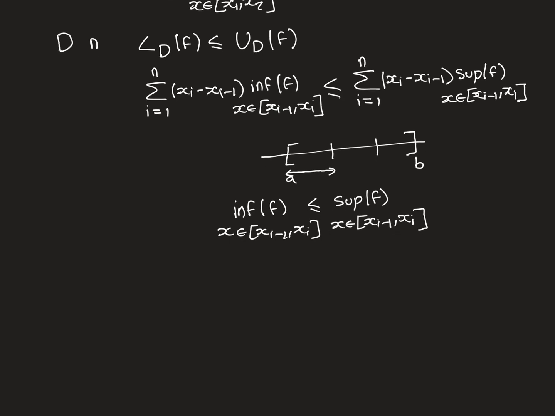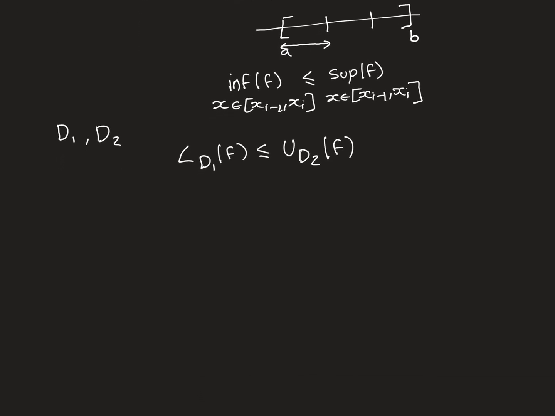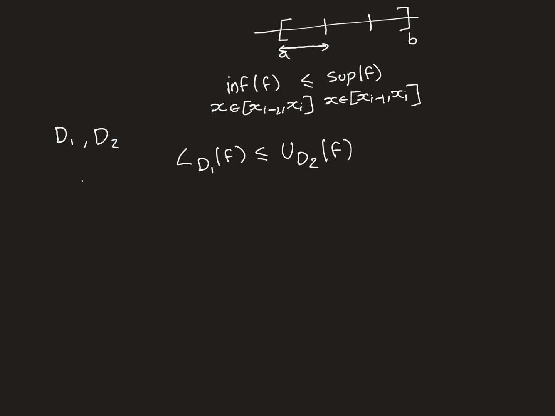The second point, which is less obvious and much more useful, is that this holds true even if you're talking about two different dissections. If we take the dissection D1 and the dissection D2, which are different dissections, then it is still the case that the lower Riemann sum over D1 is less than or equal to the upper Riemann sum over D2. So how can we prove that? Well, the way we do it is by finding a third dissection, which I'll call D bar, which contains both of these two dissections. So all the cuts from both of them have to be inside this refined dissection.